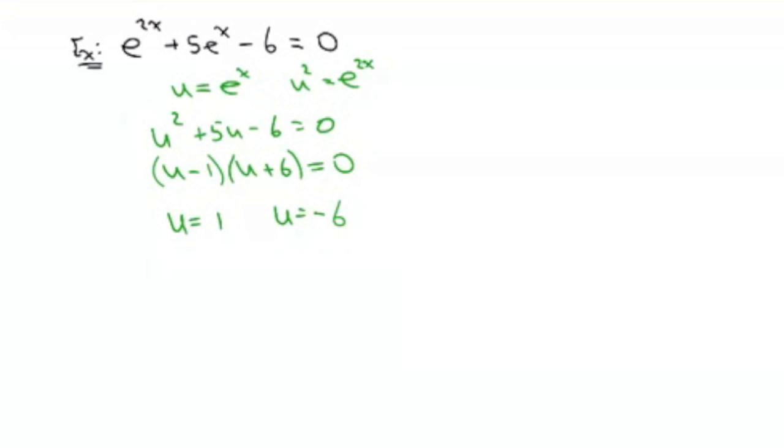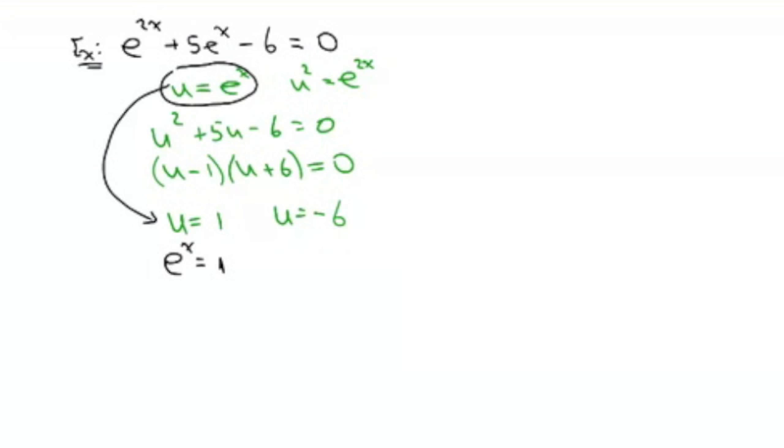But we're not trying to solve for u, we're trying to solve for the variable x. So that's when you go back to your first substitution and you bring it back to life. Replace u with e to the x, since I want to come back to the variable x. So it becomes e to the x is equal to 1.